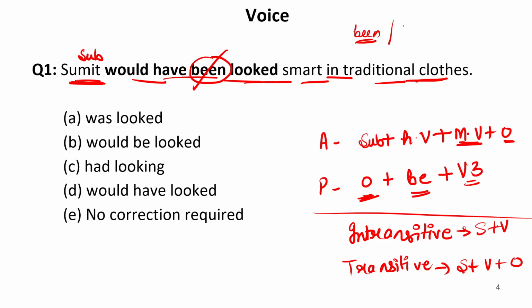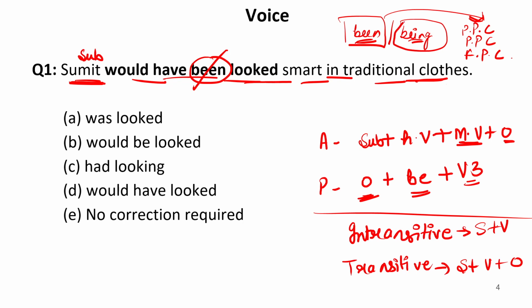Whenever you see the word "been" or "being", you will find these words only in the passive voice, not in active voice, unless the sentence is of present perfect continuous, past perfect continuous, or future perfect continuous. Only then will you find "been", but you will not find "being" in an active sentence. Secondly, if you find "been" in an active sentence, after it the verb will be in ing form, not the third form.